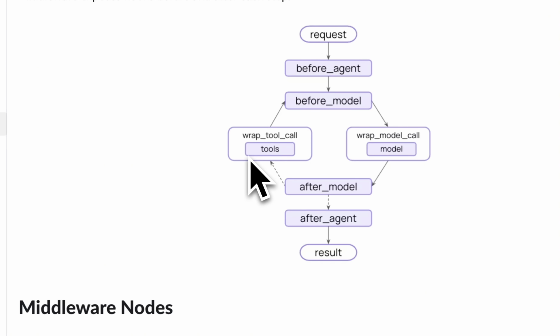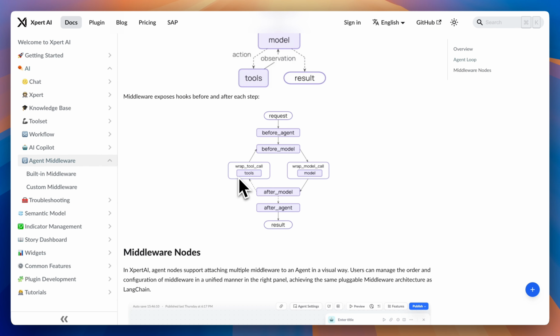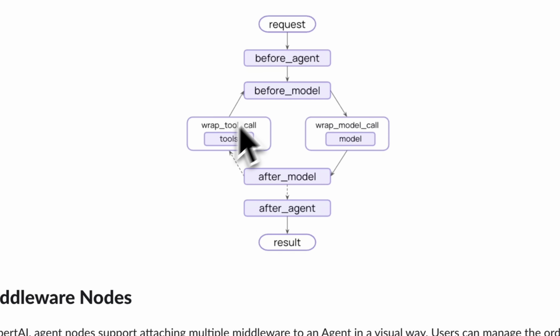When the tool is actually called, the wrap tool call hook function might be invoked. It will encapsulate the tool call. After calling this tool, it returns to the before model hook function. Then it proceeds to the next cycle. After all the cycles are finished and there are no more tool calls, it will proceed to after agent and then continue until the final result. This is a self loop of a single agent, including the execution process of middleware hook functions.